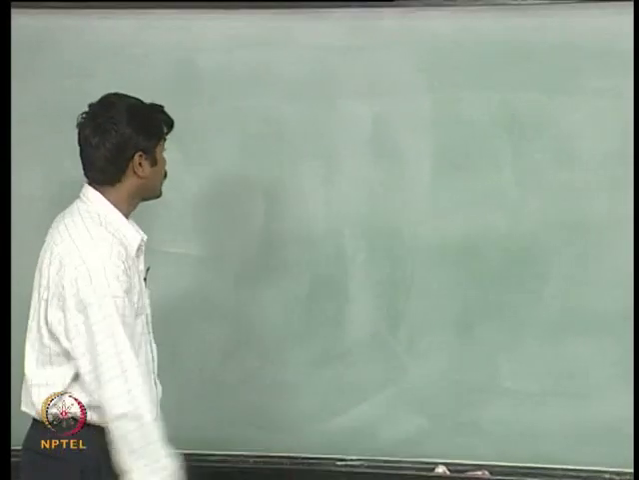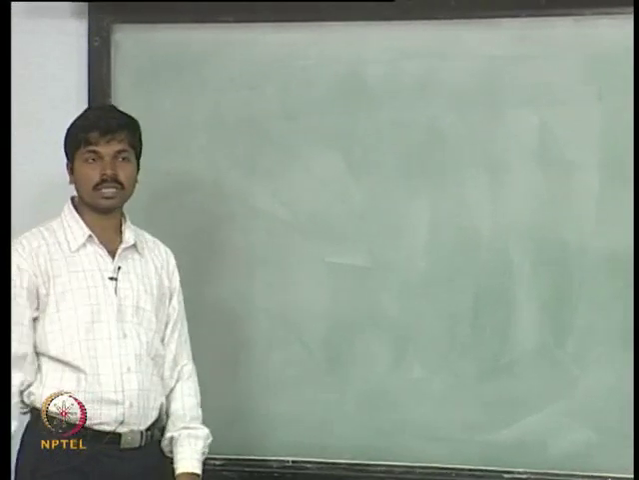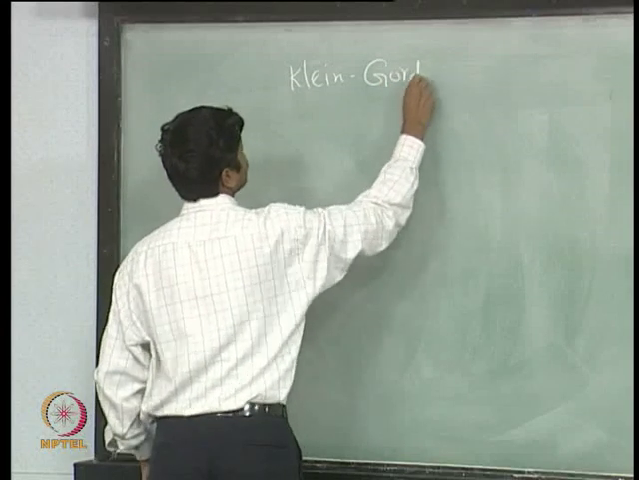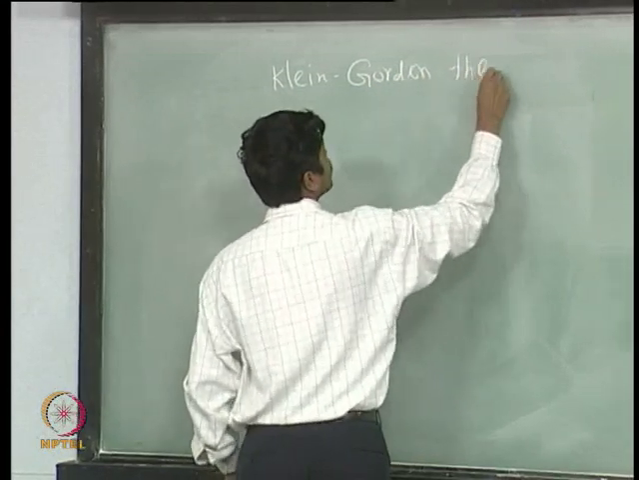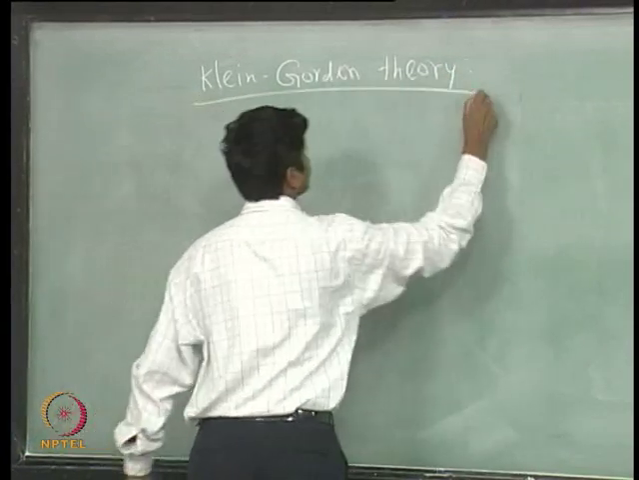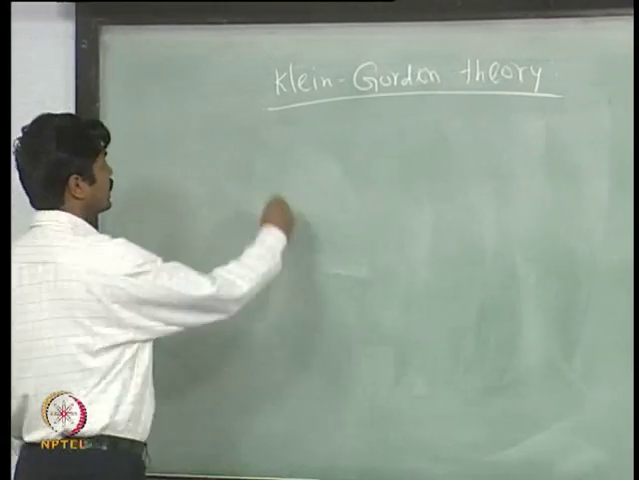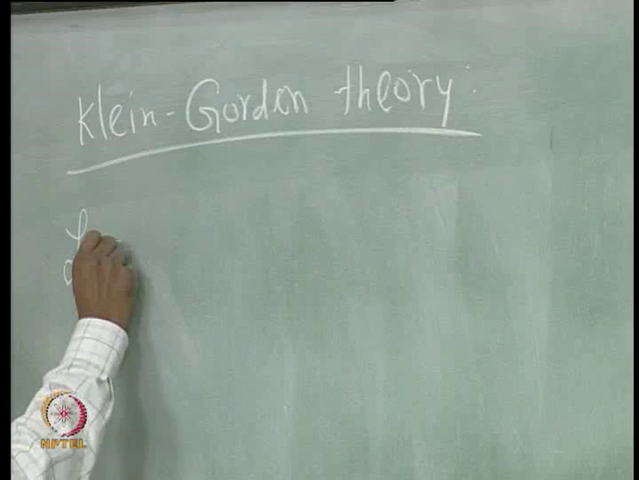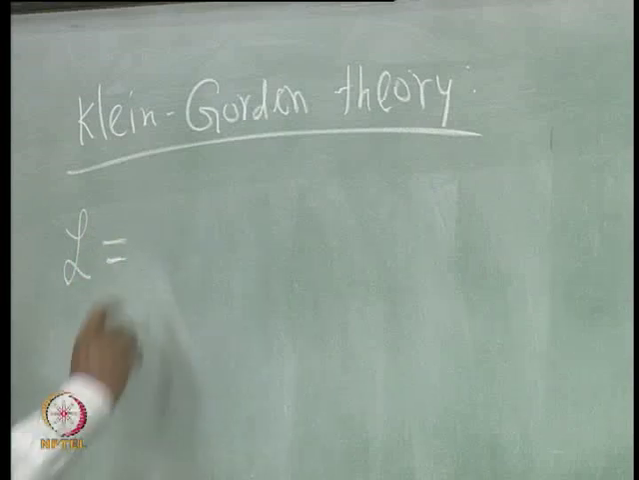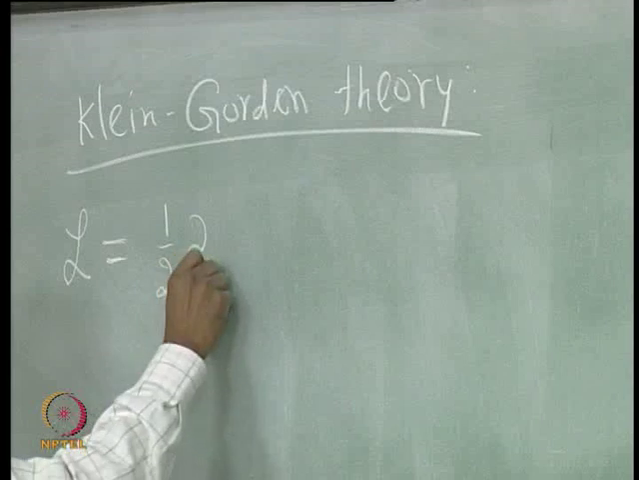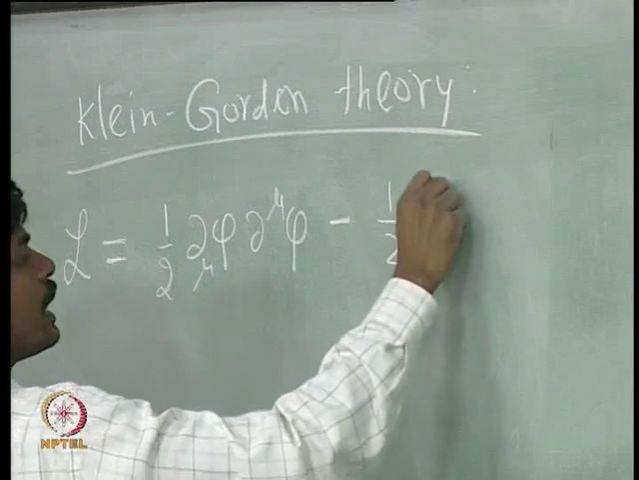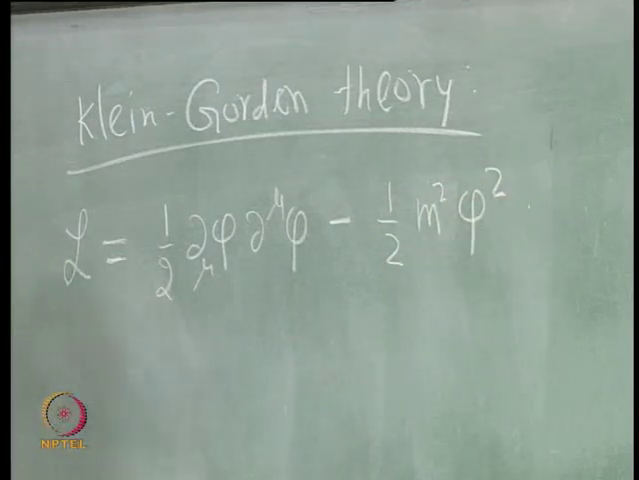So, we will consider a very simple example, an example of a Klein-Gordon field, and quantize it. The Lagrangian for a Klein-Gordon field, which is a real scalar field of mass m, is given by half del mu phi del mu phi minus half m square phi square. We will start with this system and then we will quantize it.